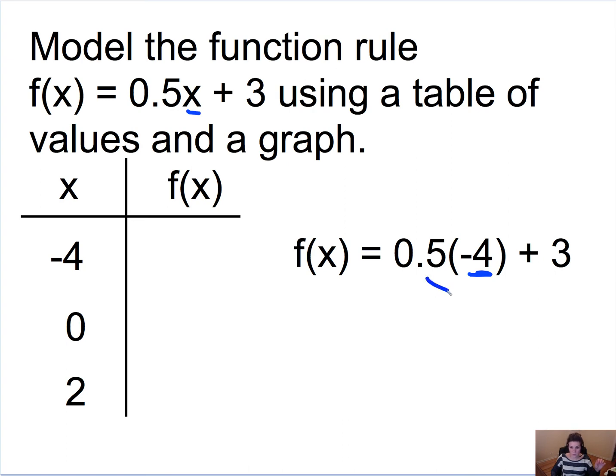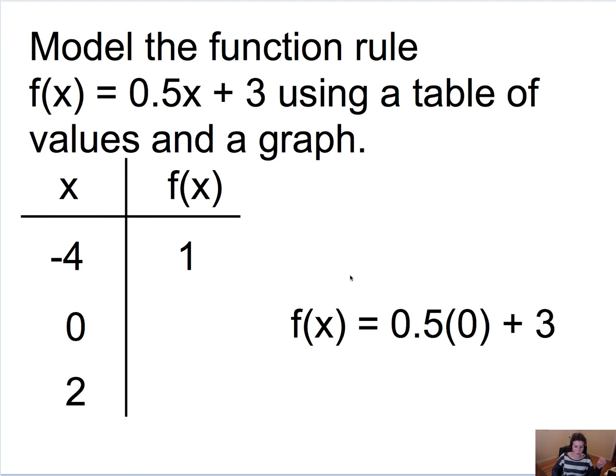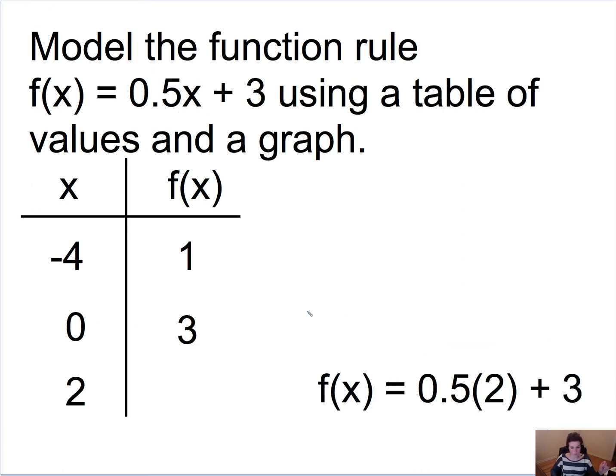0.5 times -4 would be -2, and then plus 3 would be +1. So when the input is -4, the output is 1. All right, our next one was 0. So 0.5 times 0 in place of x, that would obviously be 0, and then plus 3 would be 3. So if our input is 0, our output is 3.